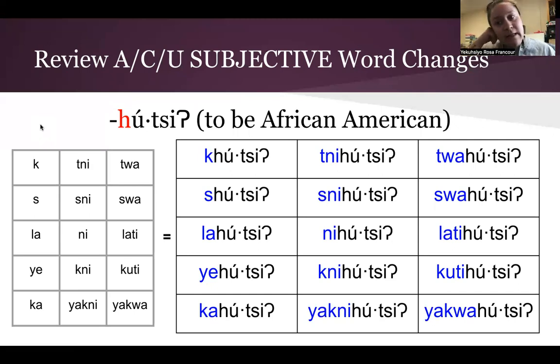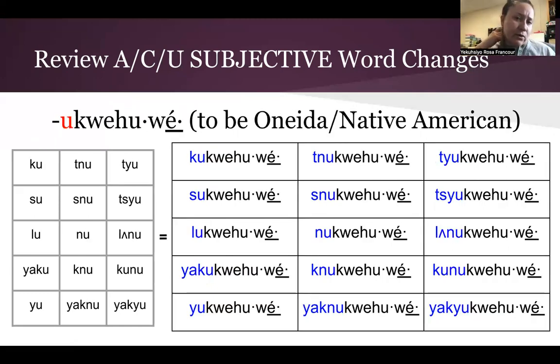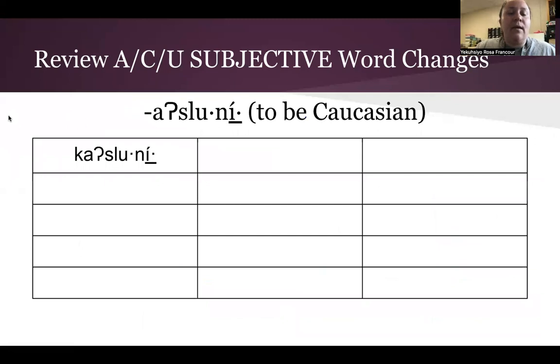It's helpful. A lot of these charts aren't necessarily in the book. It just presents the chart. The video lesson is the lecture to explain that information. Ungwehu, same thing here. Here's our U stem pronouns, and here's our U stem verb conjugations, or verb changes. Remember that means to be Oneida. So again, here's our handy little chart system.